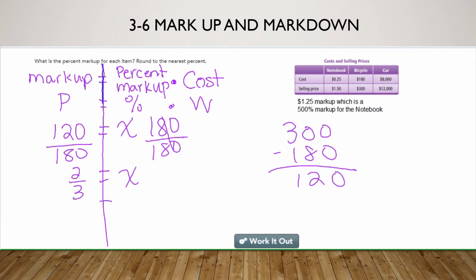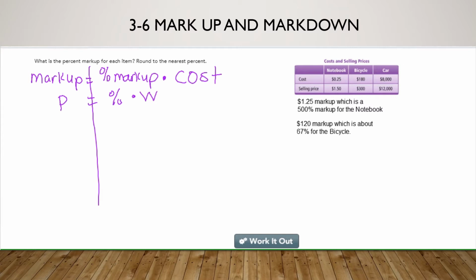Now I'm going to change that to a decimal. That is 0.6 repeating. And when I change that to a percentage and round it to the nearest percent, that will be about 67%. So the percent markup for the bicycle is about 67%.